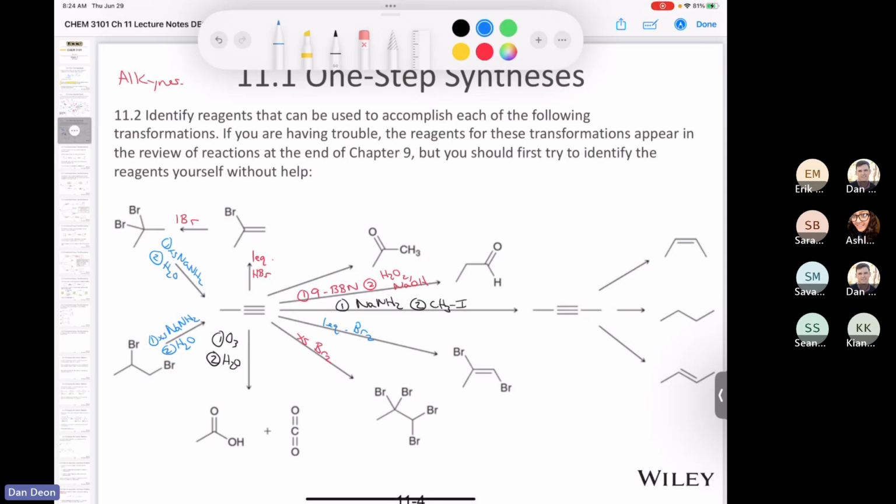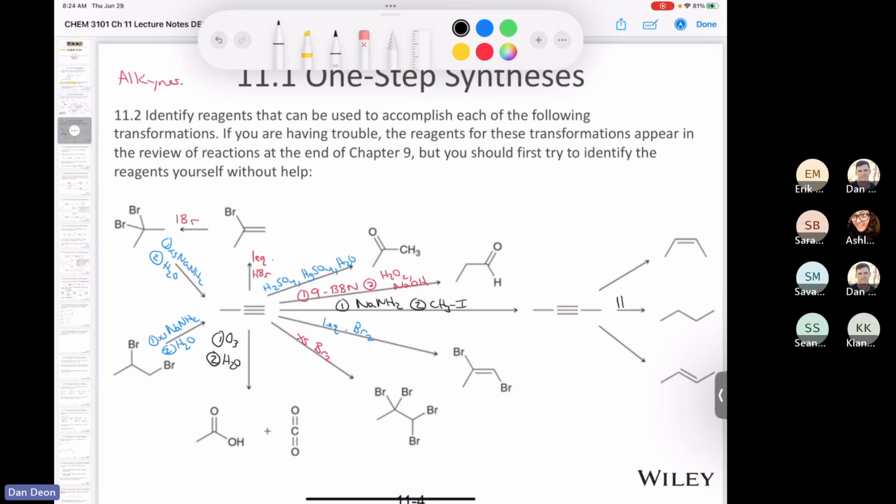And then the last one is a Markovnikov addition of water, which cannot be affected with just sulfuric acid and water. You have to have sulfuric acid and mercuric sulfate in water. Okay, and then the last three, we have the reduction to a cis alkene, the reduction to a trans alkene, and then we also have just the complete and total annihilation of the triple bond.